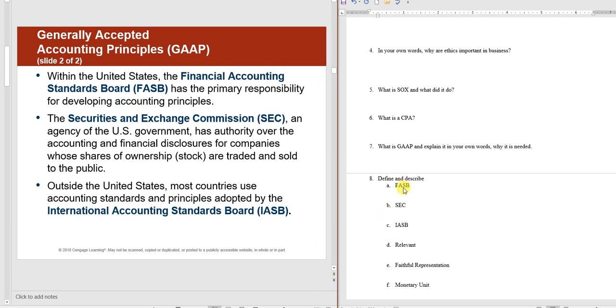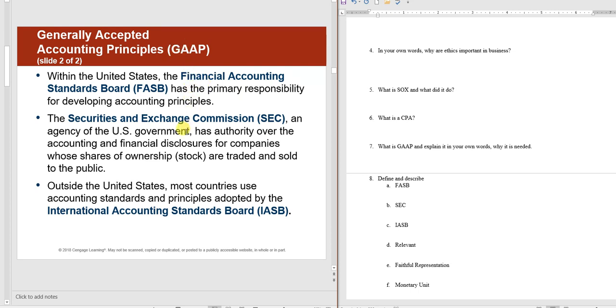The Financial Accounting Standards Board has the primary responsibility for developing accounting standards. Remember that there are several sources of generally accepted accounting principles, but the FASB has the primary responsibility. In other words, they set the highest level of rules. If they set a rule, it has to be followed. Other things are just generally accepted and everyone does them.